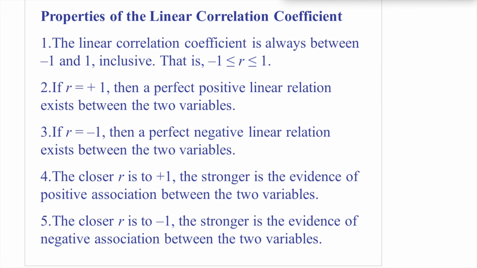Let's look at some characteristics of this number, which we're calling the linear correlation coefficient, or sometimes just the correlation coefficient. So the first one is that this number, at the very least, is going to be -1, and at the very most will be 1, and it has to always be in that range. That's just a property of that formula we just looked at. When you do that formula for any data set, no matter what, you will always get a number between -1 and 1.